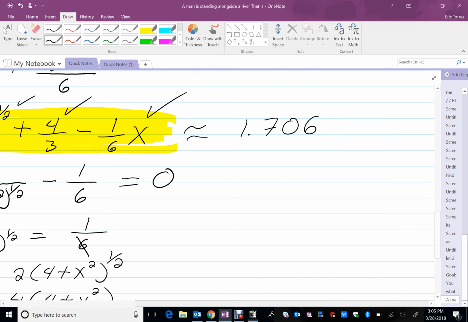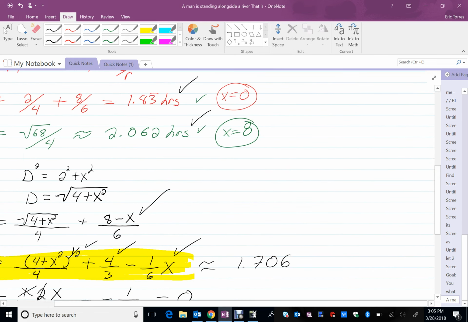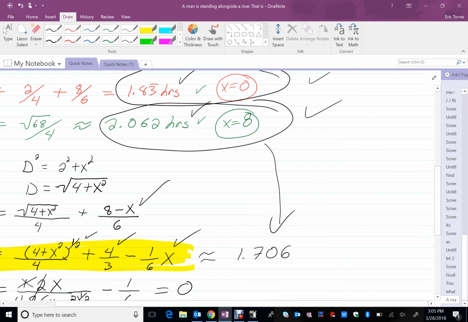Double check that. Yes. I'm going to compare that with the other 2 times of 1.8 hours, that's more. 2 hours, that's more. These are my endpoints. This is my critical point, and it gives me the fastest time, which is 1.706 hours.